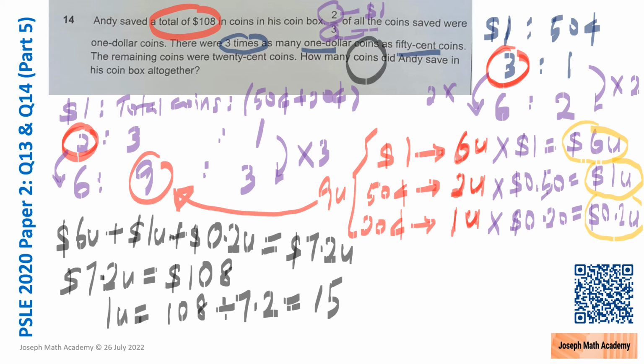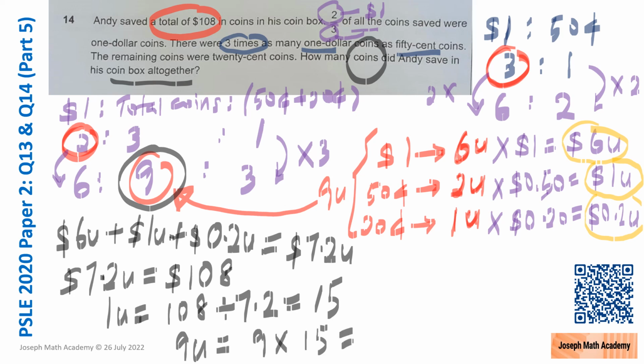Now, how many coins did Andy save in the coin box altogether? Altogether means the number of coins, right, is already here. Is this 9 units here? So let's find what is 9 units. So altogether 9 units is 9 times 15. So 9 times 15, your calculator will tell us is 135. And there goes 14 is done. Alright, 14 is done. It's actually a concept involving quantity times value, and it's also involving set method plus ratio. And the ratio, we have to apply repeated identity.